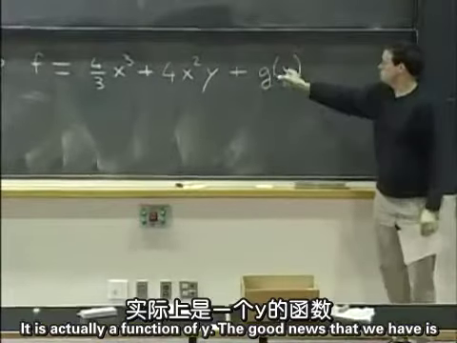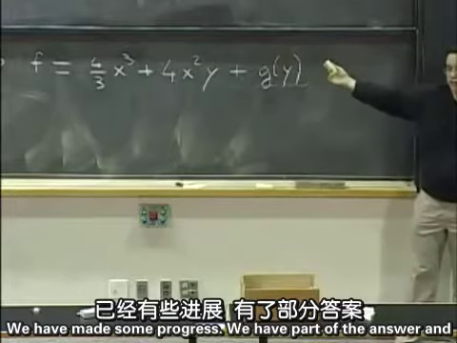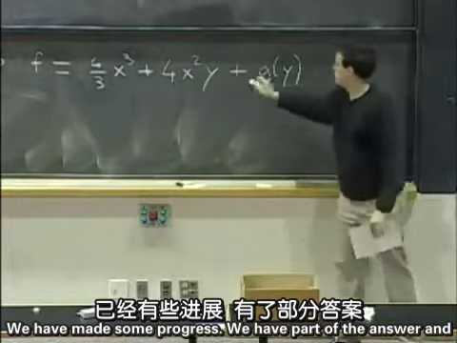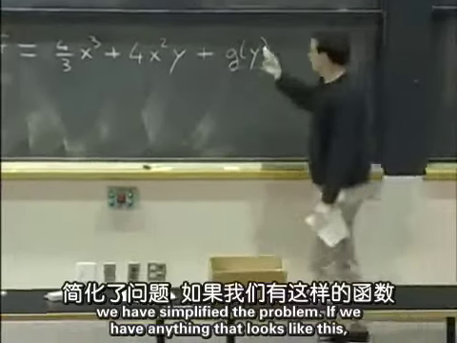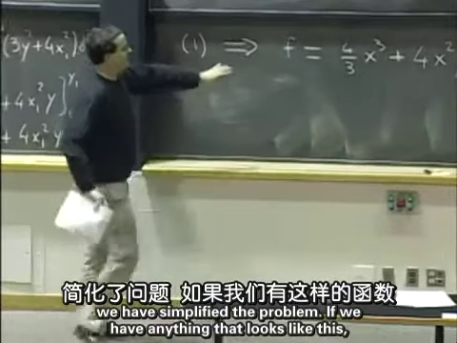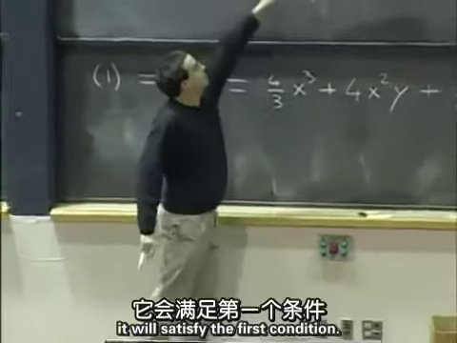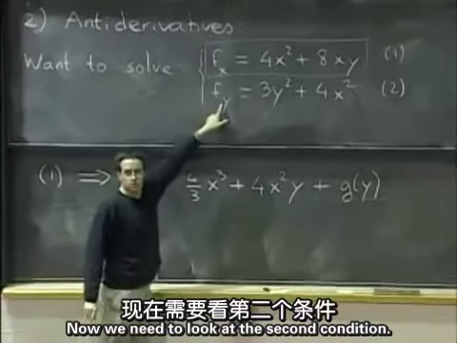Okay, so the good news is that this function no longer depends on x, so we've made some progress. We've got part of the answer, and we've simplified the problem. If we have anything that looks like this, it will satisfy the first condition. So now we need to look at the second condition.